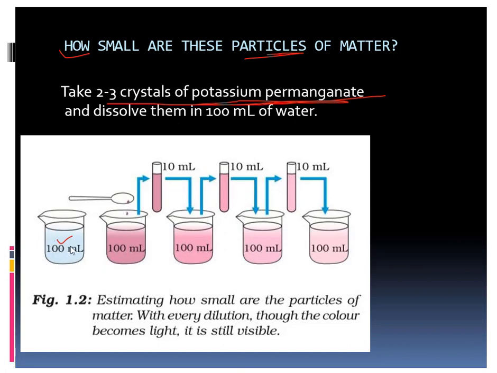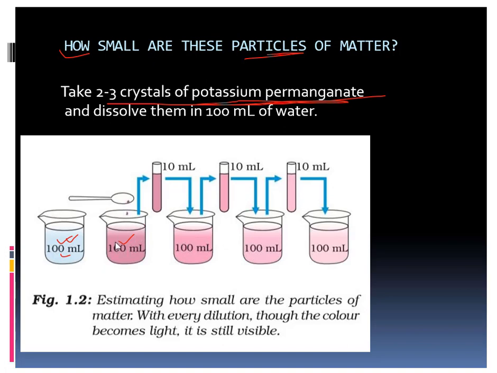So we take a beaker with 100 ml of water, then add 2-3 potassium permanganate crystals. Here the color of the water changes. You can see here a little bit of light blue color, although water doesn't have any color. To indicate this, we have taken this light blue color. When we add 2-3 crystals of potassium permanganate, its color changes to this dark pink color.